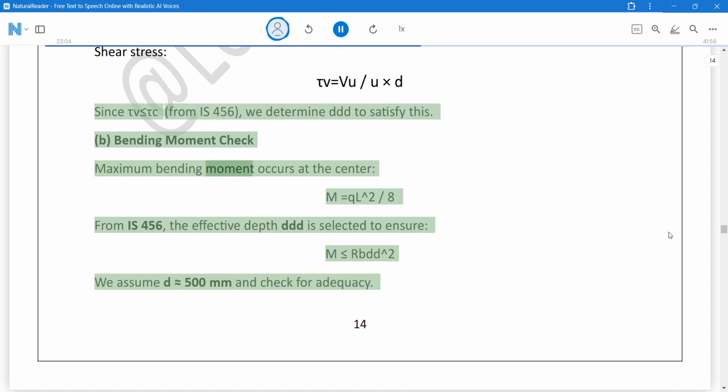Bending moment: check the maximum bending moment, which occurs at the center. M equals qL^2/8. From IS 456, the effective depth d is selected to ensure M is less than or equal to R b d^2. We assume d is 500 mm and check for adequacy.